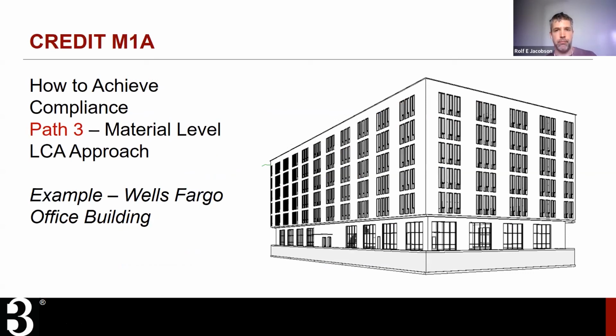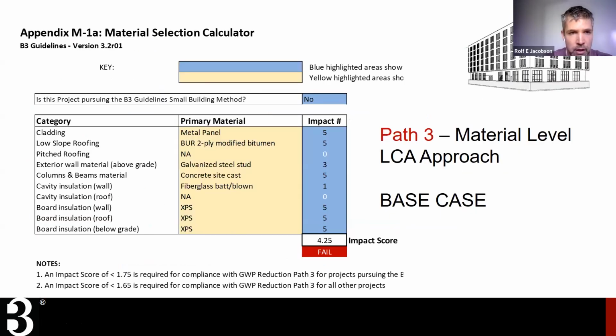Okay. So how to achieve compliance with the Path 3 material level LCA approach. Going back to these 2 examples, the Wells Fargo office building. So this is a look at the material selection calculator.